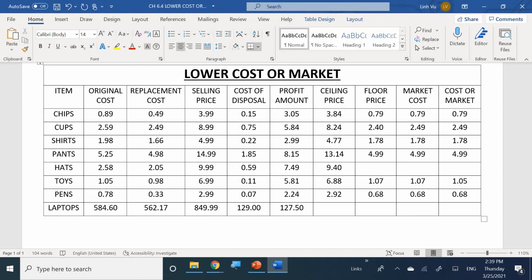Now the formula for my floor is to take my ceiling price minus my amount of profit. In this case, what is my amount of profit? $7.49. So you take $9.40 and subtract $7.49, and you get $1.91. Now we're going to stop, no more calculations, because now we're going to compare $9.40, $1.91, and my $2.05, because we're taking only the replacement cost. Which one's the highest?